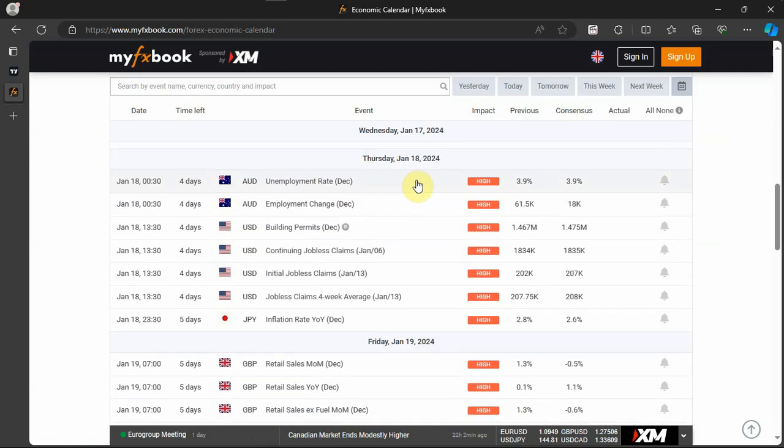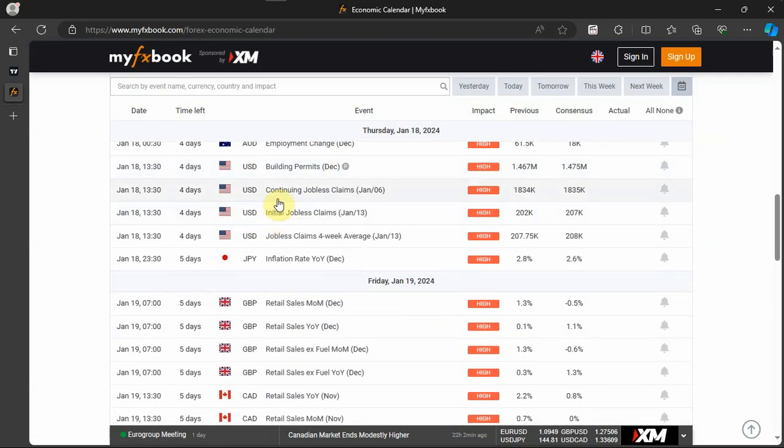On Thursday, January 18th, we have the unemployment rate for the month of December for Australia, employment change for the month of December for Australia. Then we have building permits for the month of December for USD. We have continuing jobless claims for the month of January for USD. Initial jobless claims as at January 13th for USD. Then jobless claims 4-week average as at January 13th for USD.